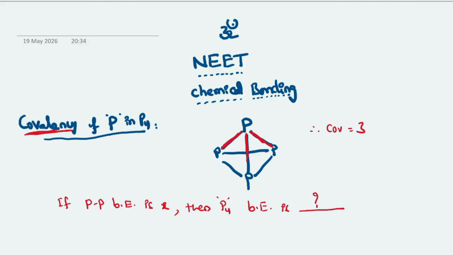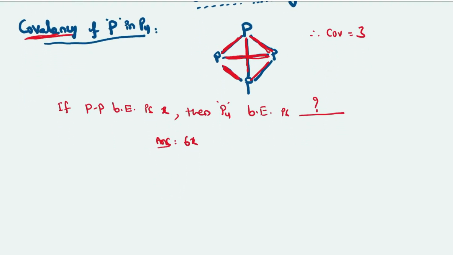Generally our thinking, sir, P4, 4 phosphorus are there, 1 PP bond X, P4 bond energy is 4X. But the answer is 6X, because it contains 6 PP bonds. So this is first PP, second PP, third, fourth, fifth and sixth. 6 PP bonds are there. So therefore the answer is 6X, if 1 PP bond energy is X. Clear?